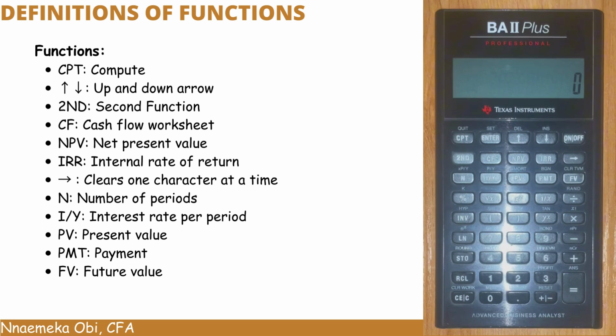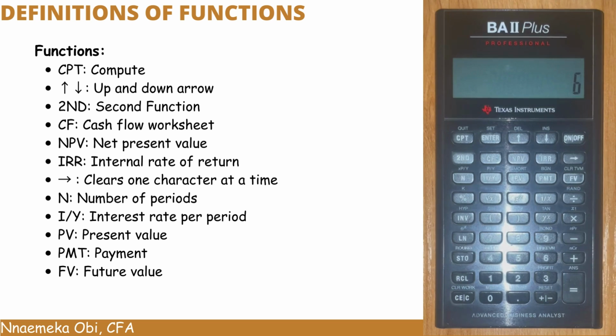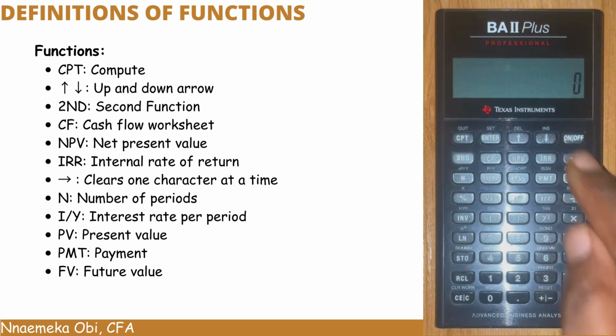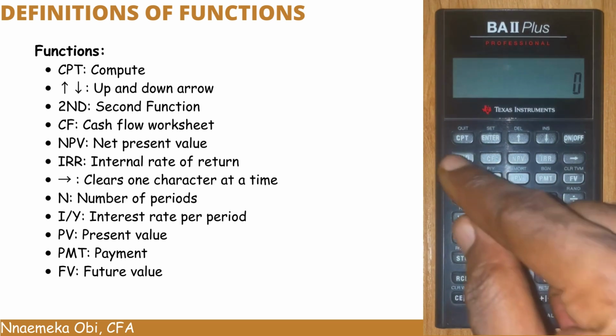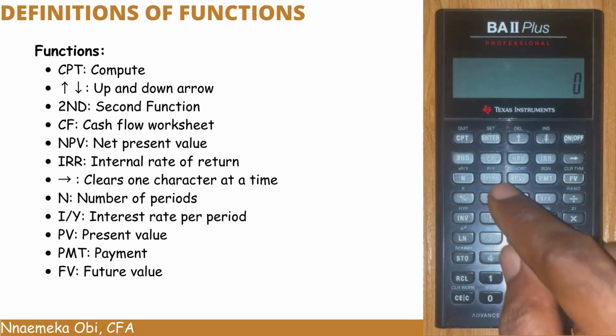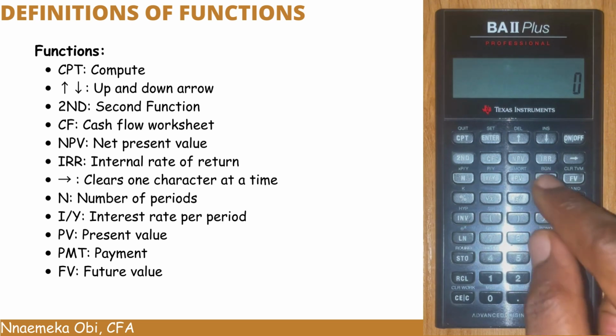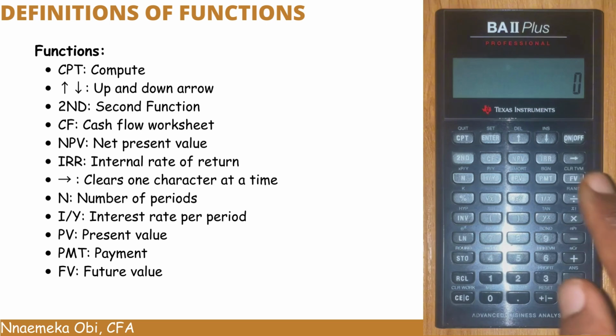Let's say I was trying to put 6 and I made a mistake and put an extra 6. I can use this button to delete 1 6. Okay, I can also delete this one. Now, this set of buttons makes up the time value of money worksheet. The N there is the number of periods, I/Y is the interest rate per period, then the PV there is the present value, PMT is the payment, and FV is the future value.